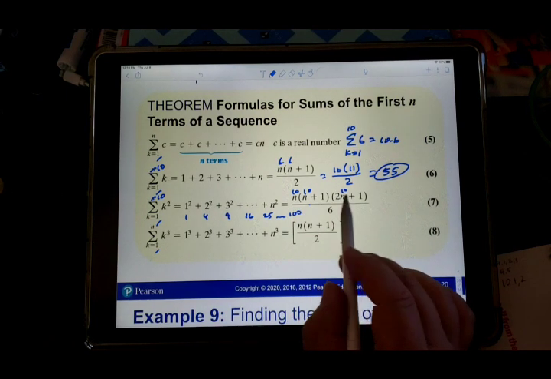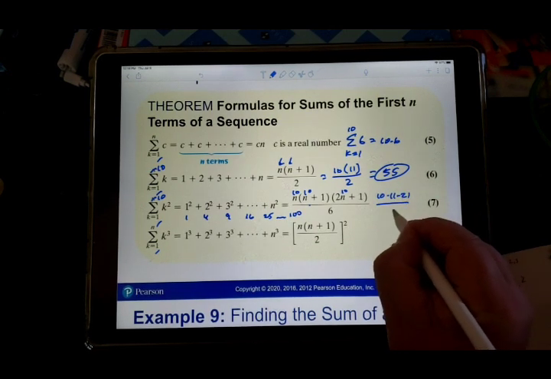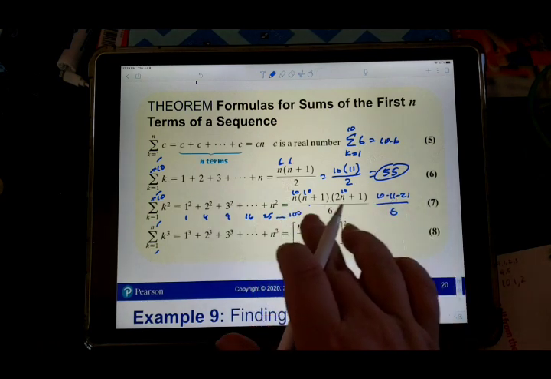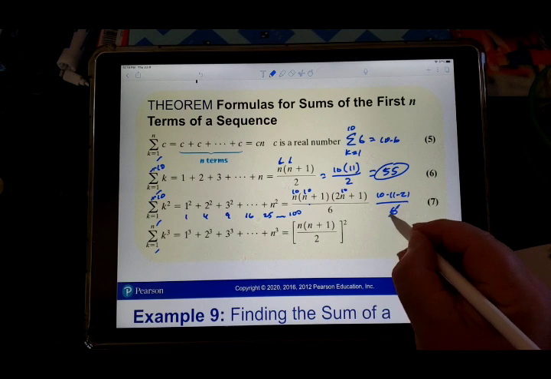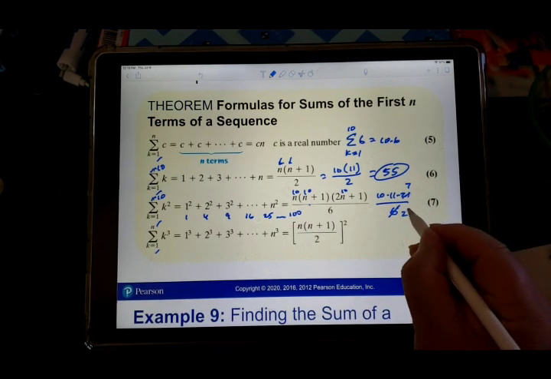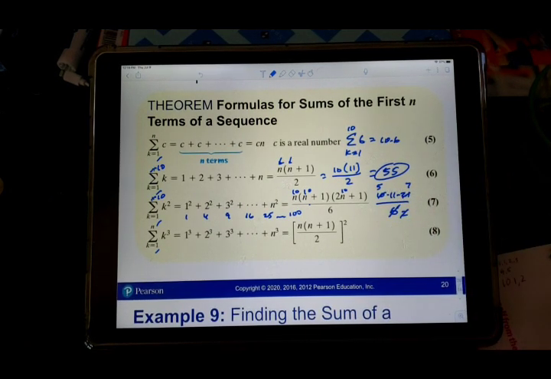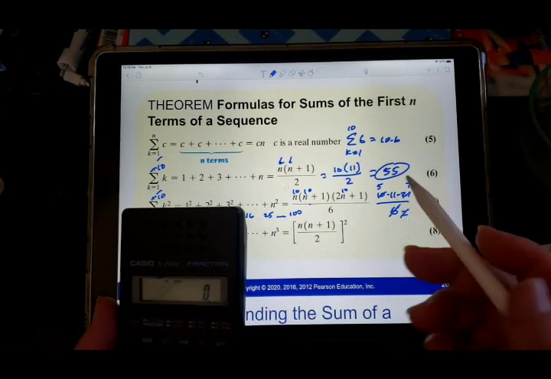It's 10 times 11 times 21 all over 6. And I got that just from this formula. Let's see, this 6 has a 3 in it, so I can factor, and I'll get 7 and a 5. And so I have, yep, I'm going to use a calculator. 5 times 11 times 7.